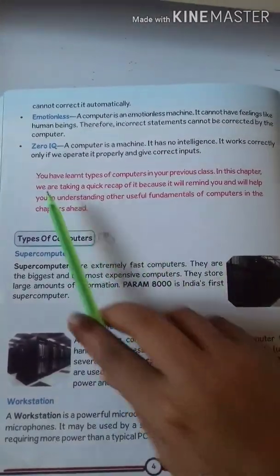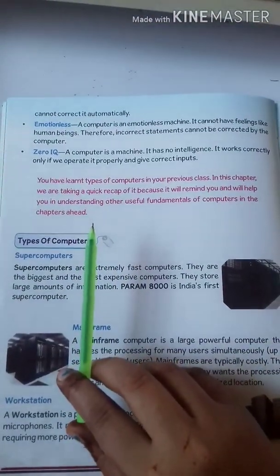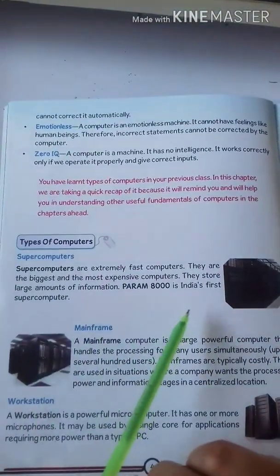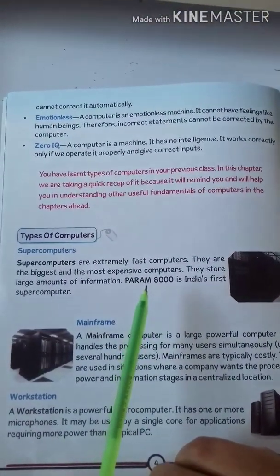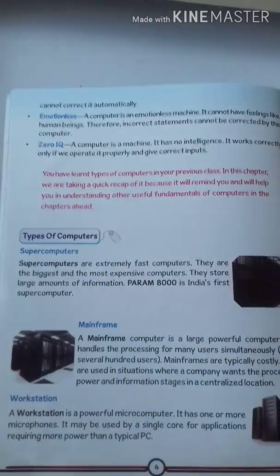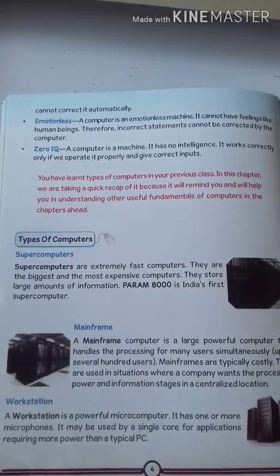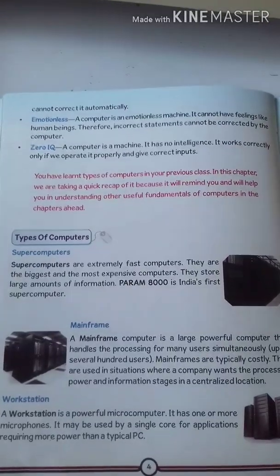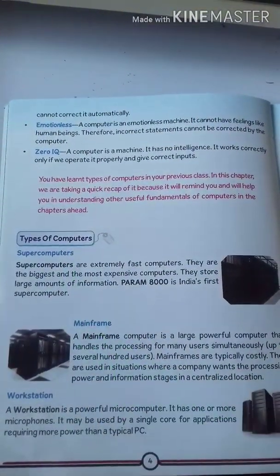Next is zero IQ. A computer is a machine. It has no intelligence. We must operate it properly and give correct inputs. Without correct inputs, the computer does not work properly. Okay, thank you. Next is types of computers.